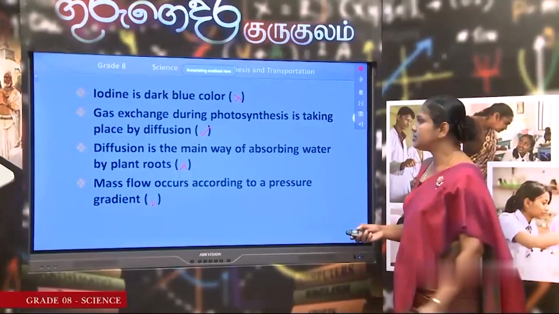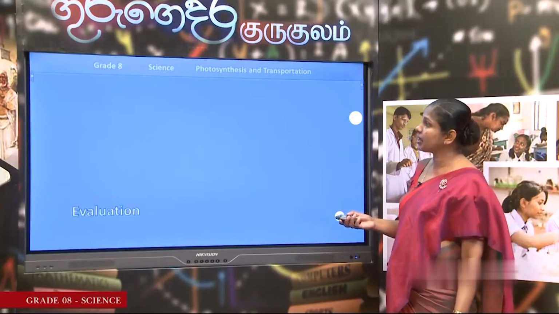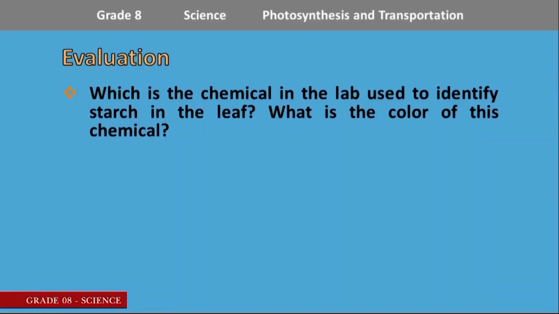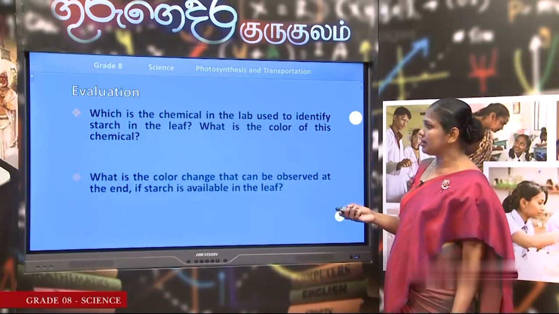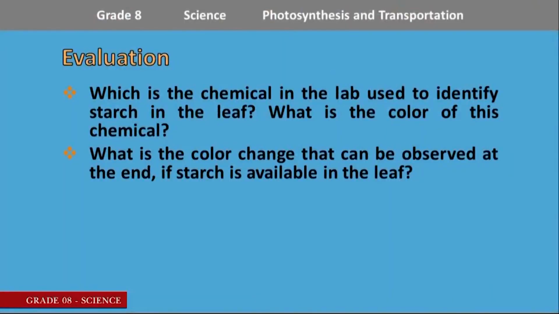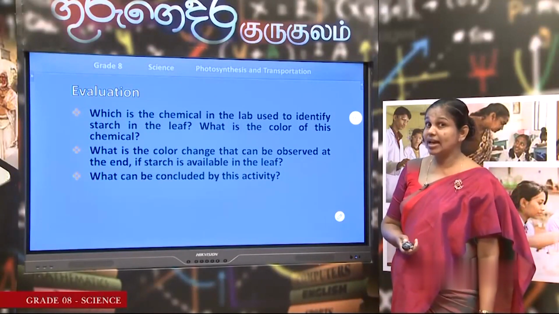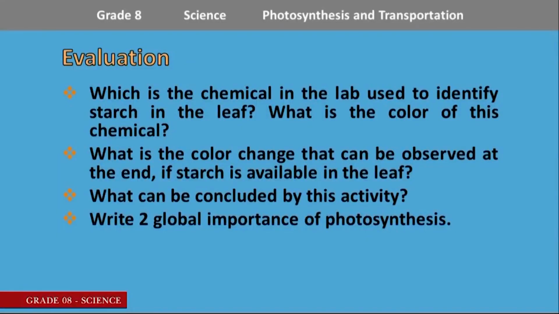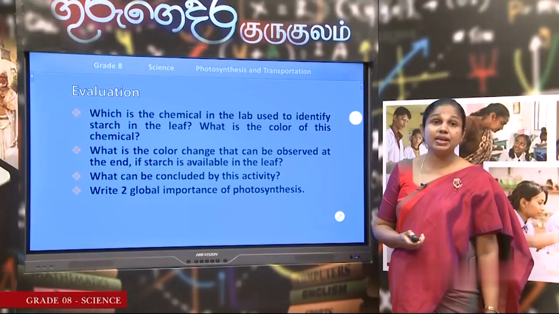Okay, now see some more questions. Right. Check whether you can answer these questions, children. Which is the chemical in the lab used to identify starch in the leaf, and what is the color of this chemical? The chemical is iodine, color is brown color. Next, what is the color change that can be observed at the end if starch is available in the leaf? Dark blue color. What can be concluded by this activity? Photosynthesis has taken place in the plant. Right, the global importance of photosynthesis. It produces food for the whole biosphere and it releases oxygen for the respiration of organisms.